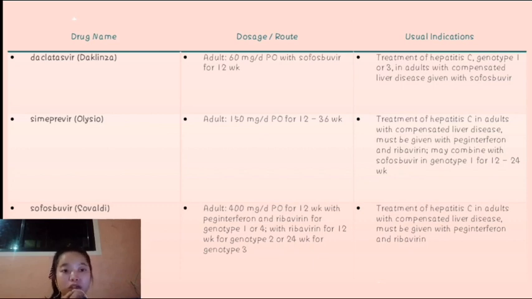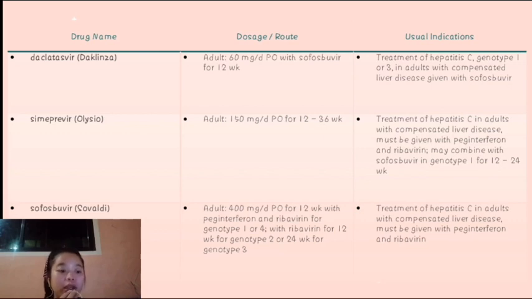And then our second drug is simeprevir or the Olysio. So it is for adults 150 milligrams per day via PO for 12 to 36 weeks. So for the indication, it says there that treatment of hepatitis C in adults with compensated liver disease might be given with peginterferon and ribavirin. So may combine with sofosbuvir in genotype 1 for 12 to 24 weeks.